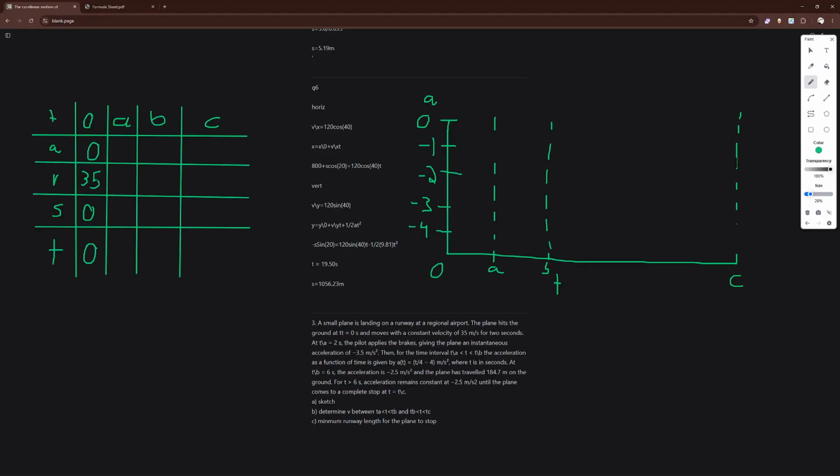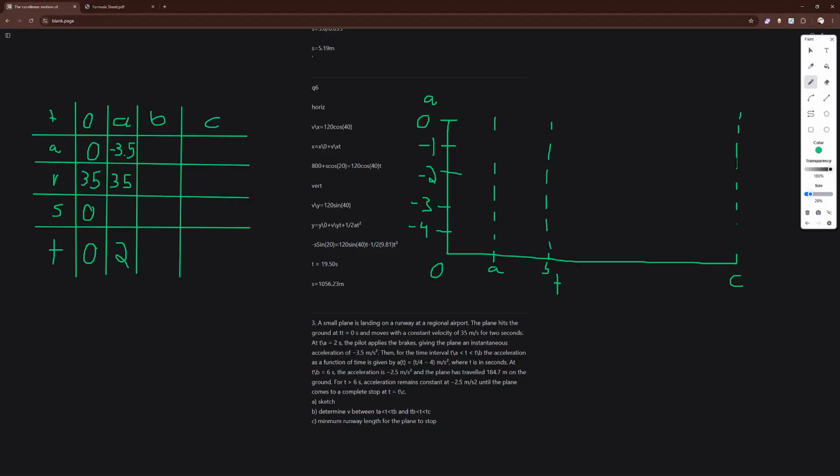Now, at time A, we have an acceleration of negative 3.5, as stated in the problem. The velocity has not changed. It remains 35. Distance is, I don't know, we have to calculate that, if needed. Keep that in mind. If we need it, then we calculate it. And time is 2 seconds at A, right?